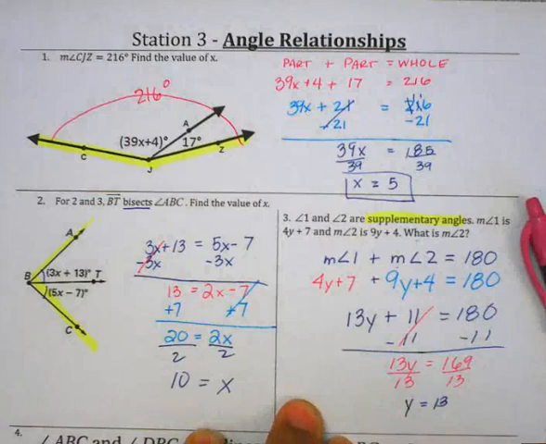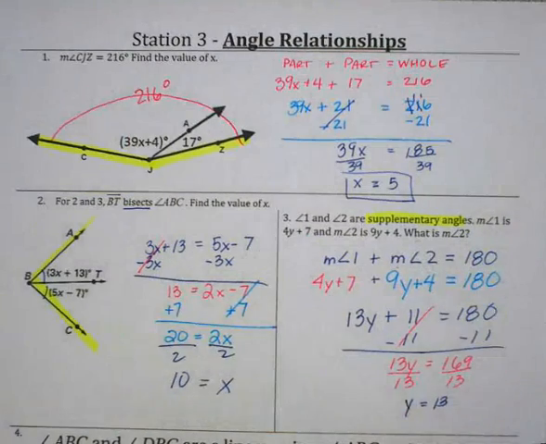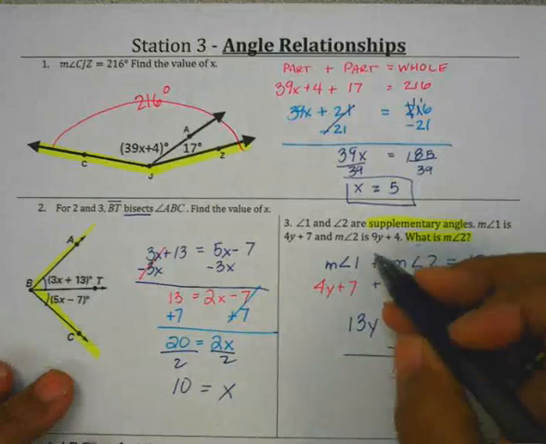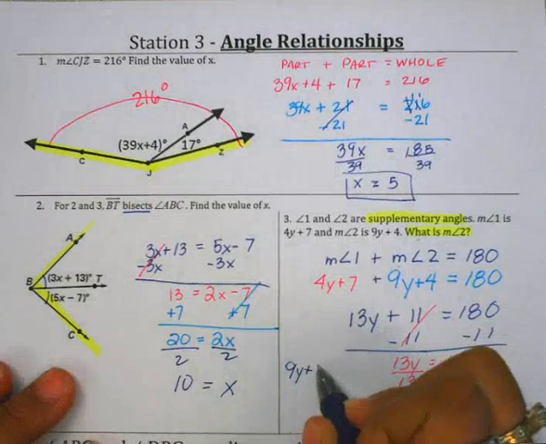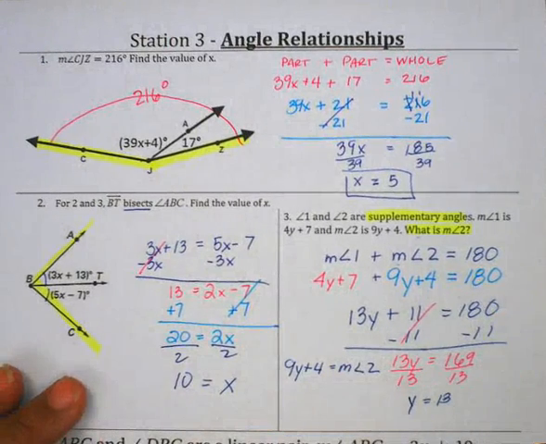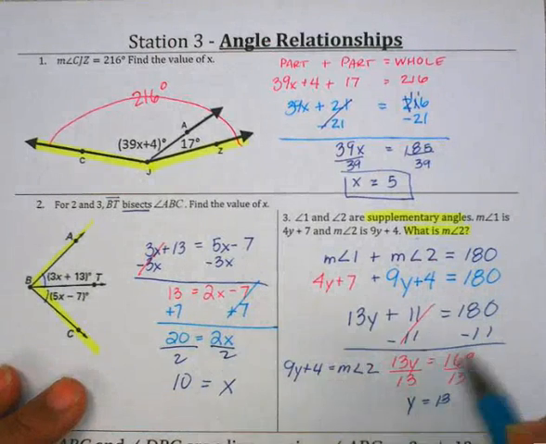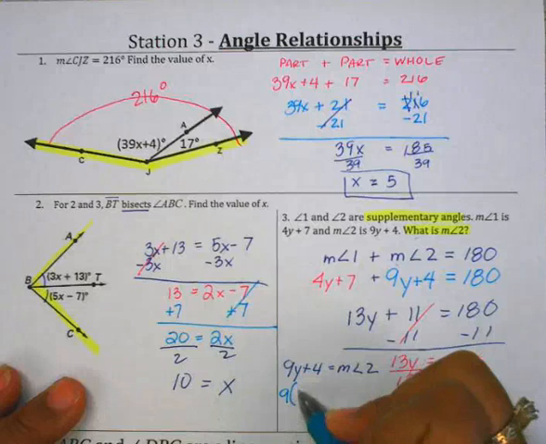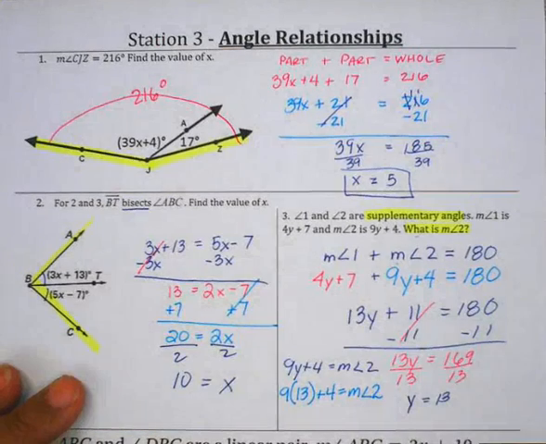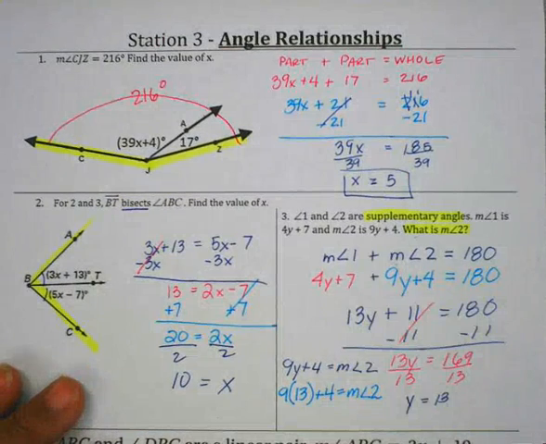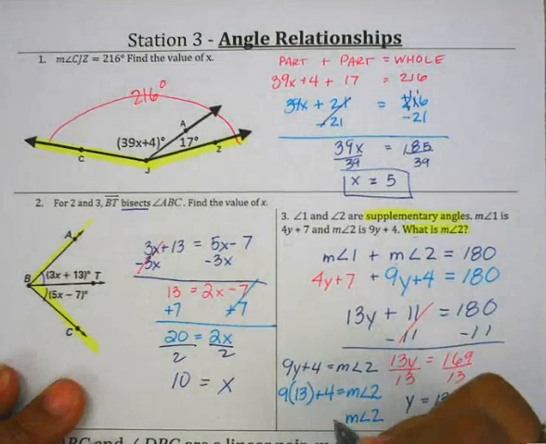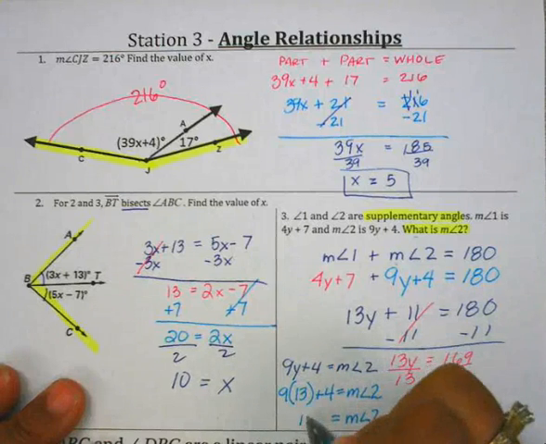But we're not done because the question asked, what is the measure of angle 2? It didn't ask for what y is. Well, we know that 9y plus 4 is the measure of angle 2. So now we substitute our value of y where we have the y in this expression. 9 times 13 plus 4 is what the measure of angle 2 is. So the measure of angle 2 is equal to 121.